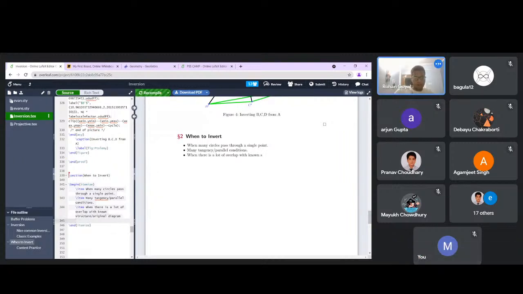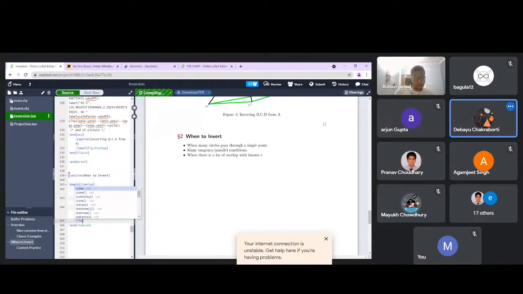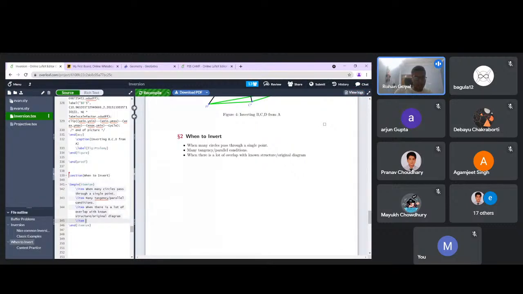What else? Orthogonality. You're preserving circles. That's just overlap, right? That's the same thing as this. That's mostly it. When many lines are randomly there, okay.